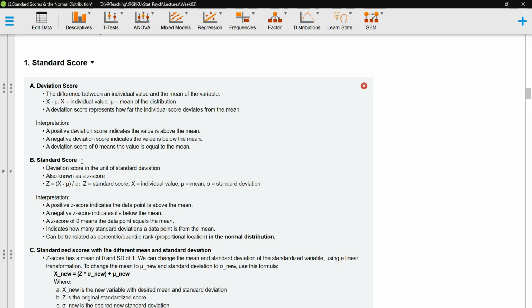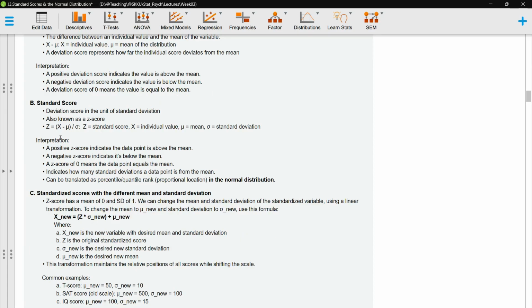Now, let's talk about the standard score. The standard score is a deviation score in the unit of standard deviation. That means we divide the deviation score by the standard deviation. It is also known as a z-score. The standard score and the z-score are the same thing. So the z-score is the deviation score divided by the standard deviation. Here, sigma is the standard deviation of the variable.